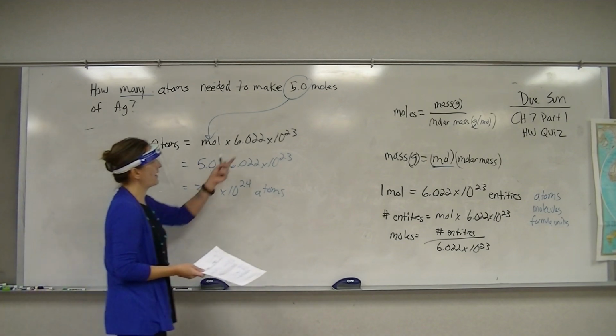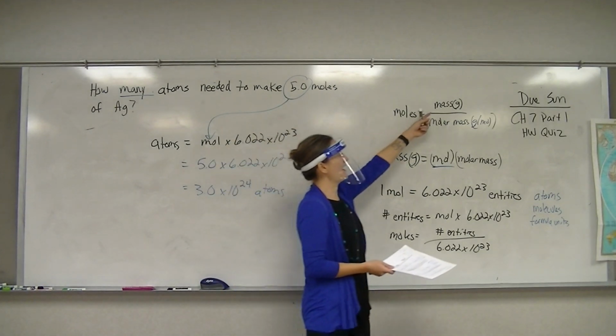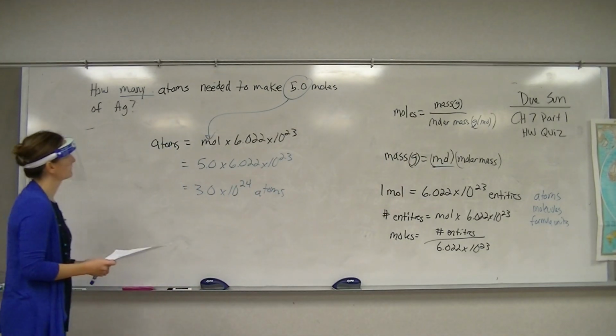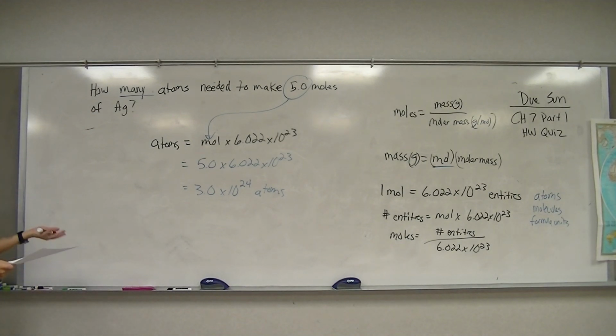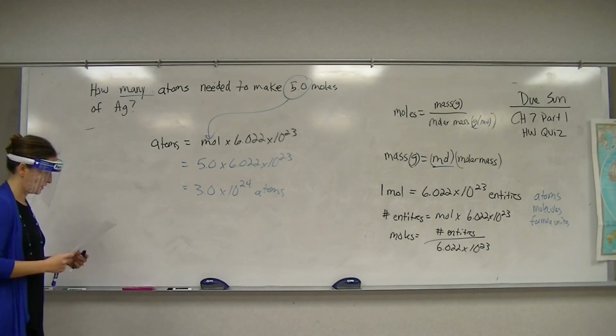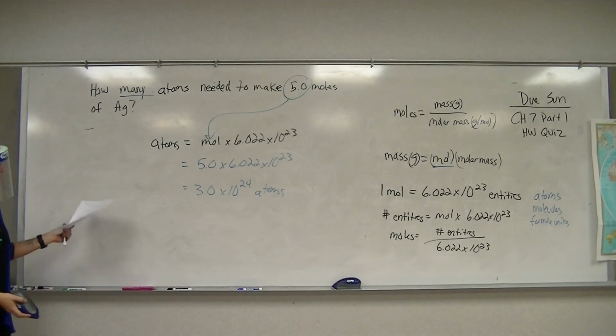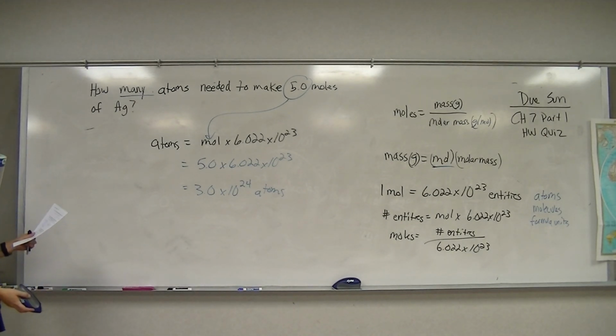And we could take that 5 moles and figure out the mass of the silver too, using this equation. So you can know how much you need to weigh to get that many atoms. So chemists use these calculations on a daily basis.